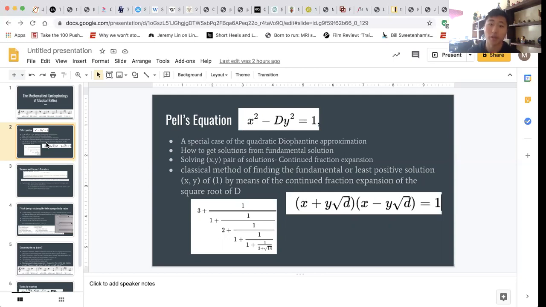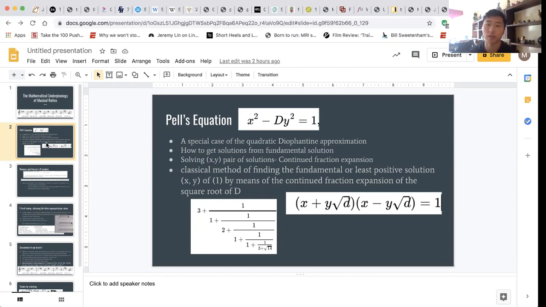first finding a fundamental solution, which is the easiest part. And then we find successive solutions by introducing the idea of rewriting Pell's equation in terms of a conjugate pair of numbers. The successive solutions method is proven in the paper, but it involves multiplying the conjugate x plus y square root of d by itself over and over again.